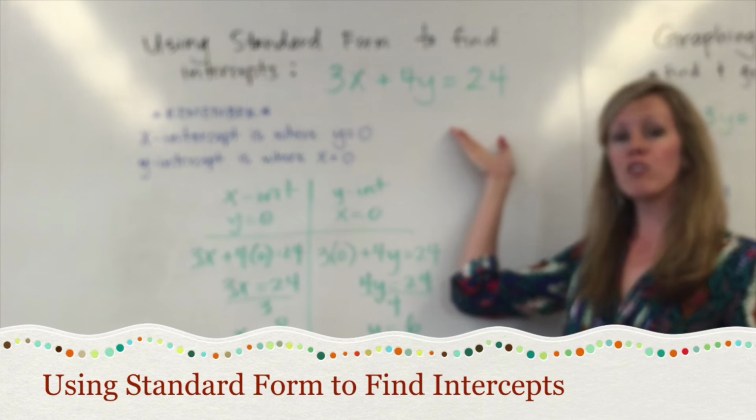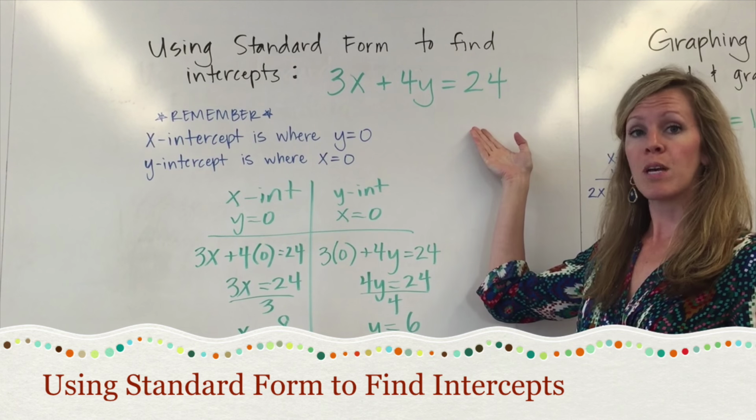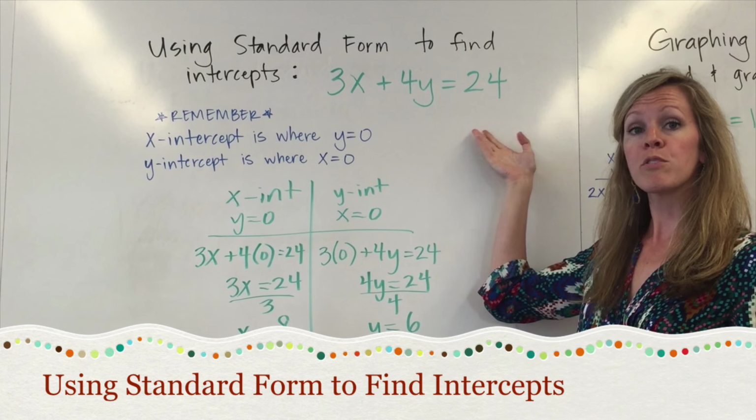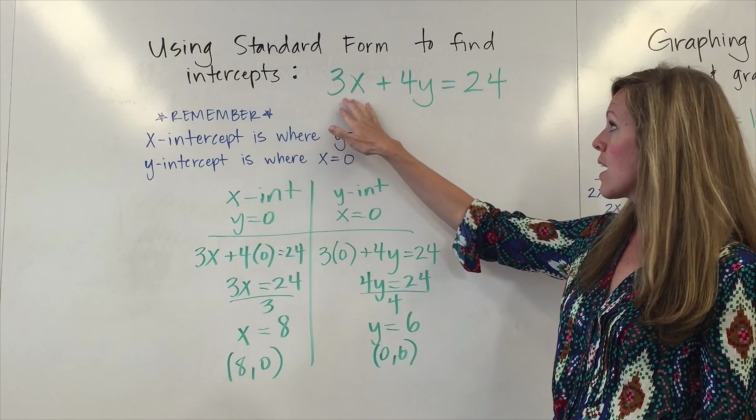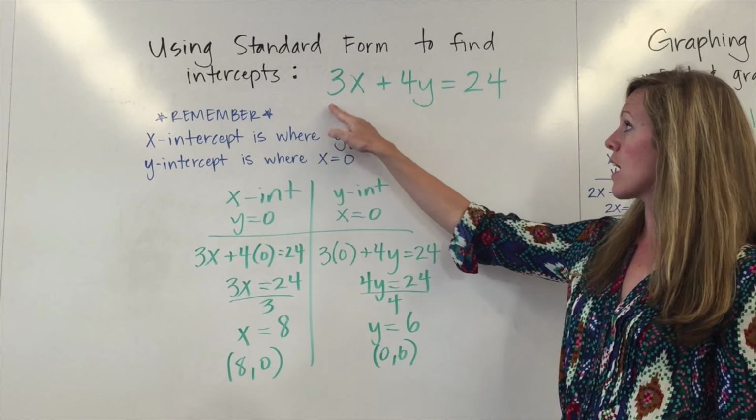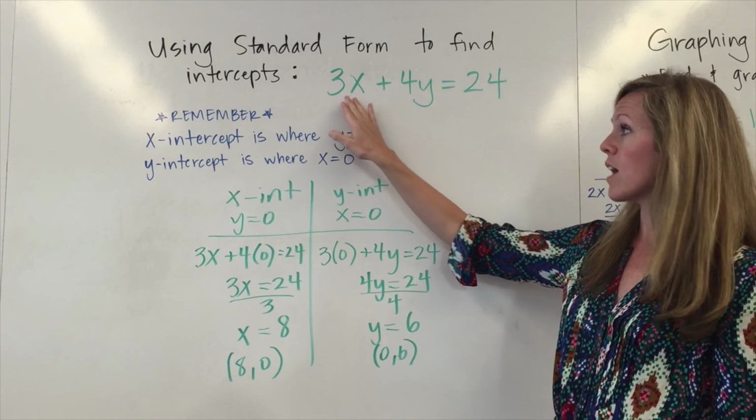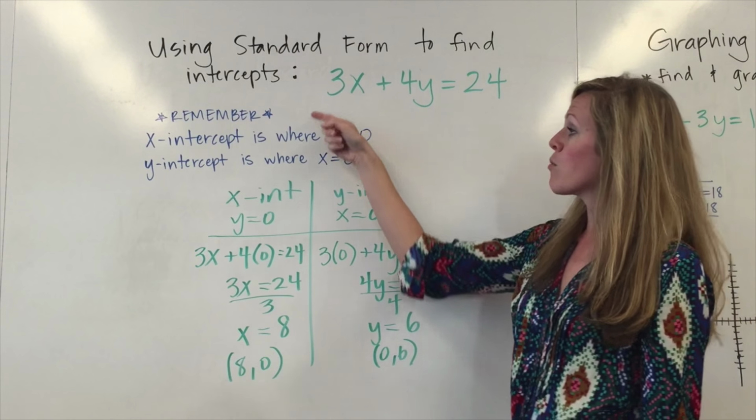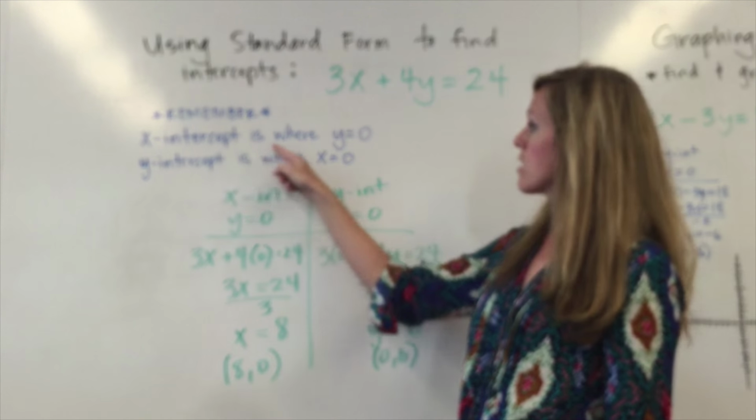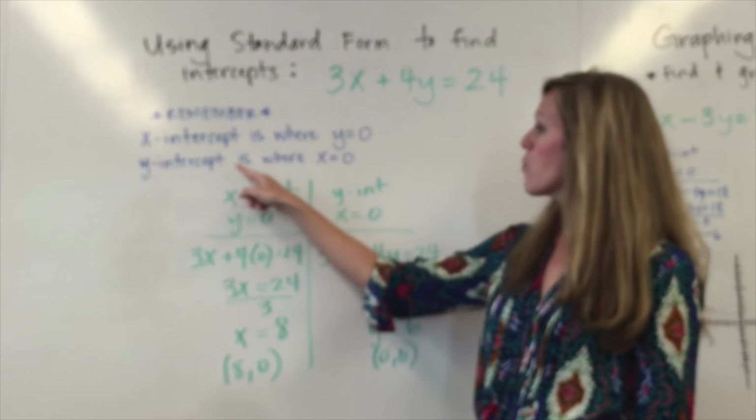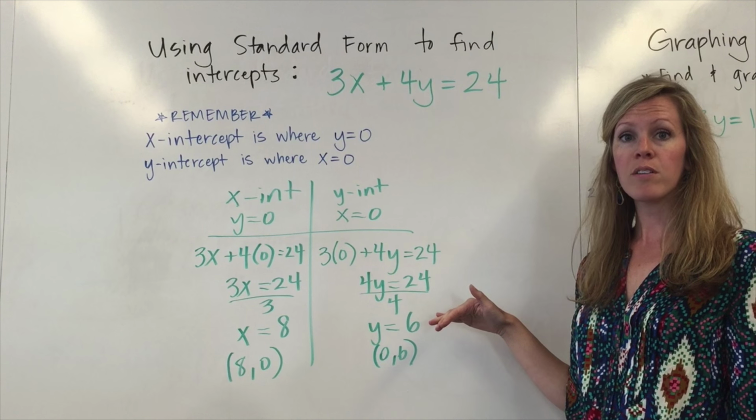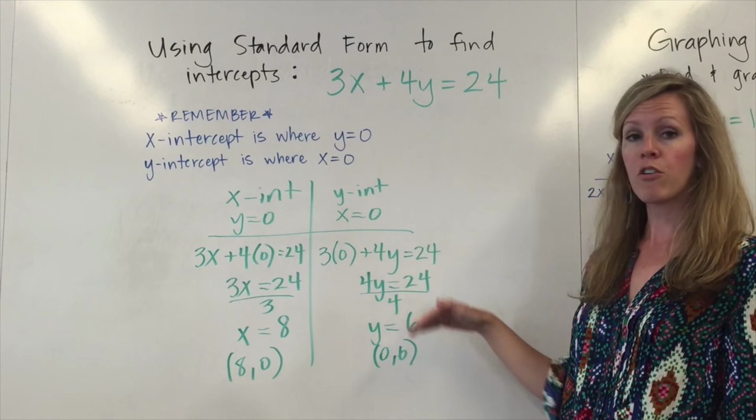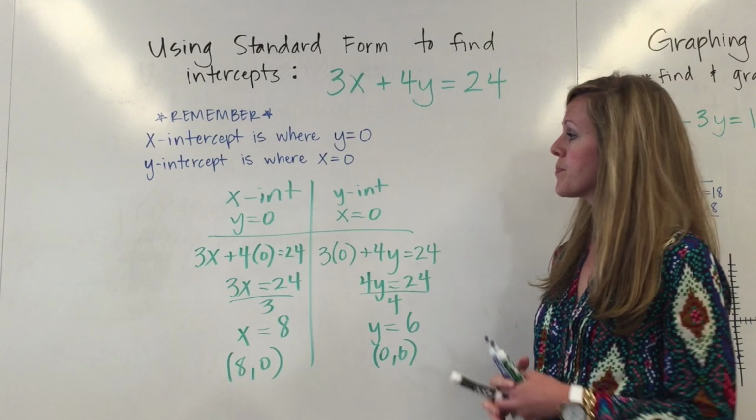Okay, so now we're going to use standard form to find the intercepts, which is going to be very helpful when we want to graph a line that's in standard form. We're going to use the example 3x plus 4y equals 24. Remember, the form is ax plus by equals c, and we said a, b, and c are whole numbers. A is a positive whole number. Remember, when you're looking for intercepts, the x-intercept is where y equals 0, and the y-intercept is where x equals 0. I want you to be writing this down, so if you need to pause the video to catch up, you can do that, but make sure you're following along and getting this in your notes.